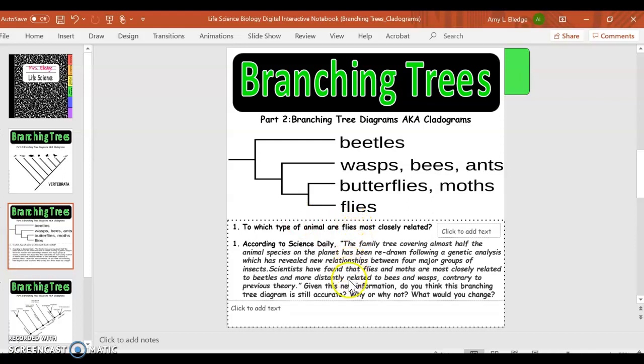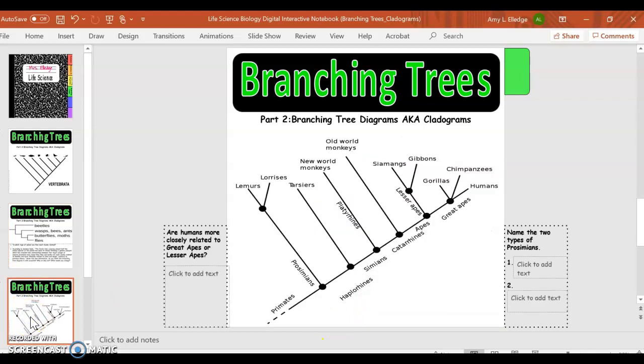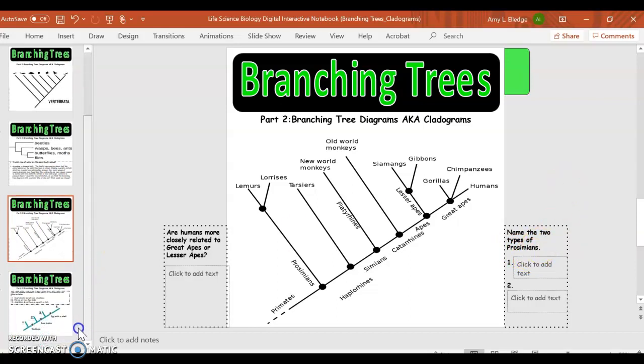All right, then there's a little paragraph about this particular cladogram and what may or may not be wrong with it. Down here, you're going to be looking at this cladogram to determine who humans are most closely related to. And once again, you're looking for where lines come together, and that's where common ancestors are. And you have to look at those characteristics that are written on there. Name two types of prosimians, so you got to find prosimians on there, and the two species, which will be at the top, that belong to that group.